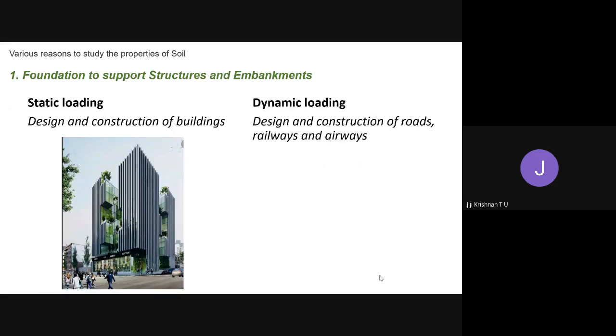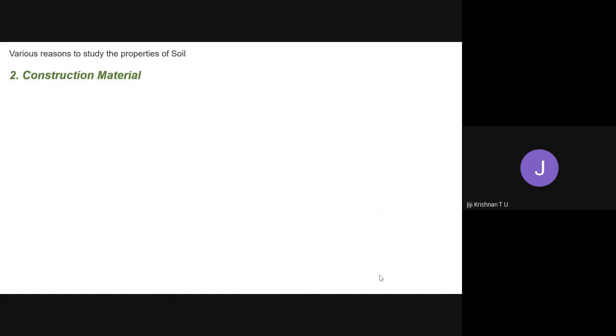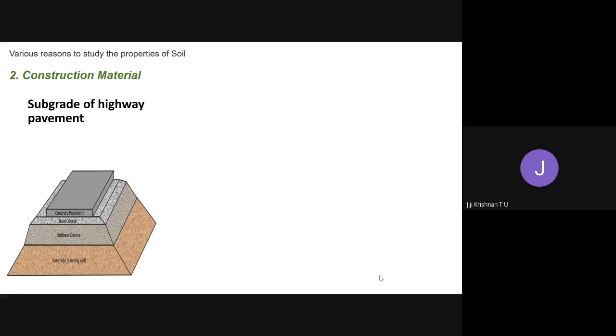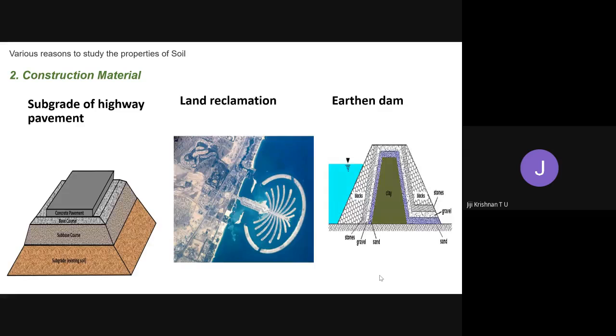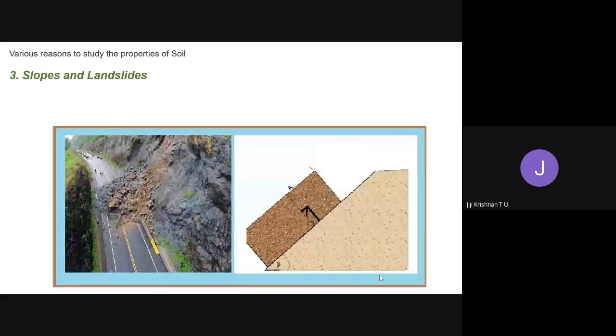Why do we need to study soil mechanics? Various reasons to study the properties of soil mechanics include foundation to support structures and embankments, in which it is subjected to static loading and then to dynamic loading. Second, we can use it as a construction material, so for subgrade of highway pavement, for land reclamation, and for earth dams. The third one is for slopes and landslides.